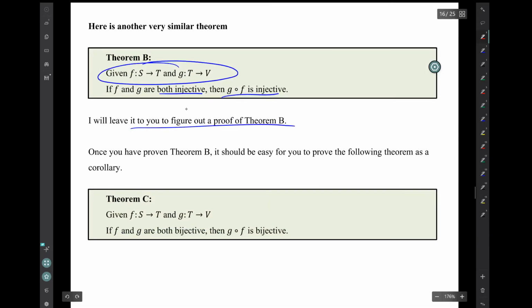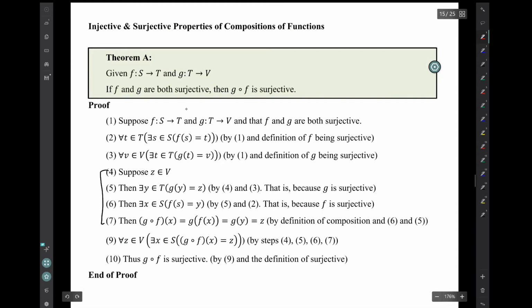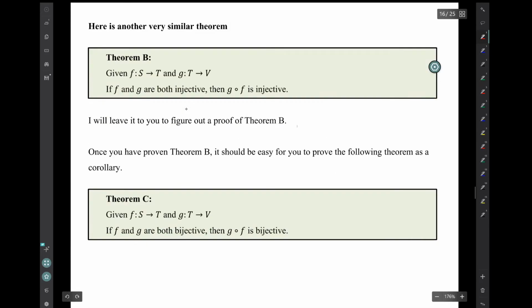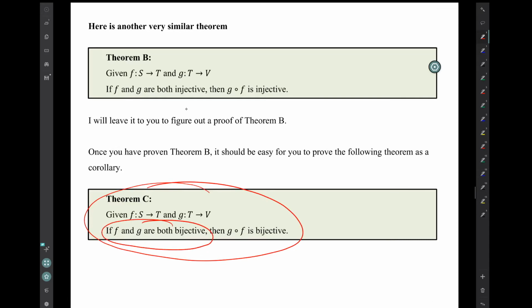Now, once you have proven theorem B, you've got theorem A that says if f and g are surjective, then g composed with f is surjective. And you've got theorem B that says if f and g are injective, then g composed with f is injective. Once you've got both of those theorems, then it's clear that this is just a corollary. If f and g are both bijective, that is, they're both surjective and they're both injective, then their composition is bijective.